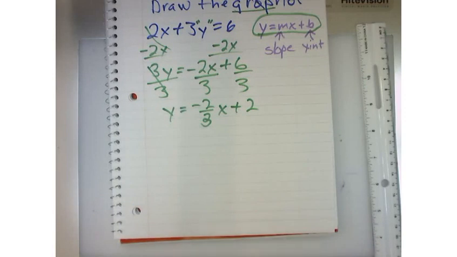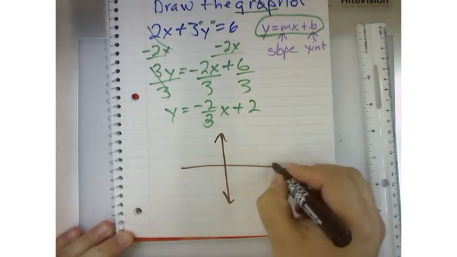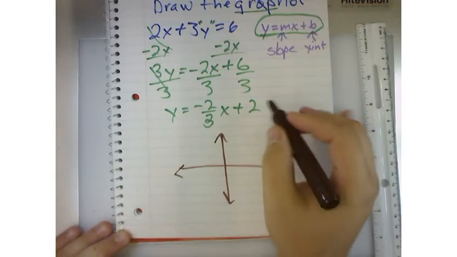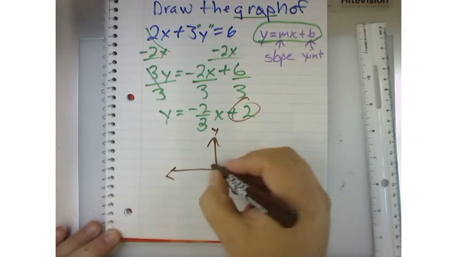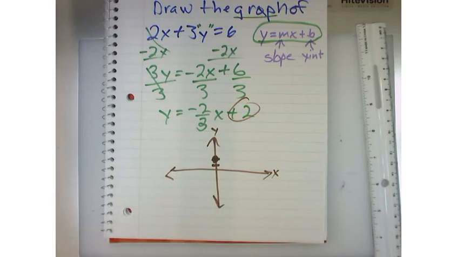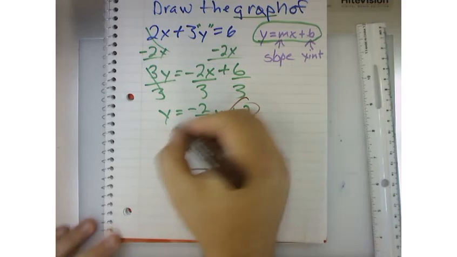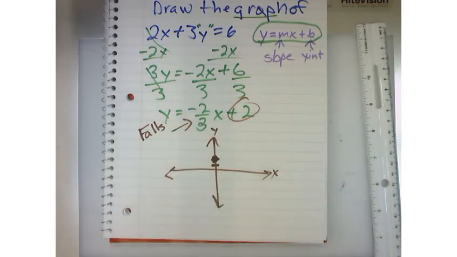So I take my XY plane, and this isn't that hard. The y-intercept is positive 2. Now what that means is that I am going to cross the y-axis at 2. Now my slope is negative 2 over 3. What did I say the negative slope meant? It means that it falls, right? And the top number represents the up or down, and the bottom number represents left or right.